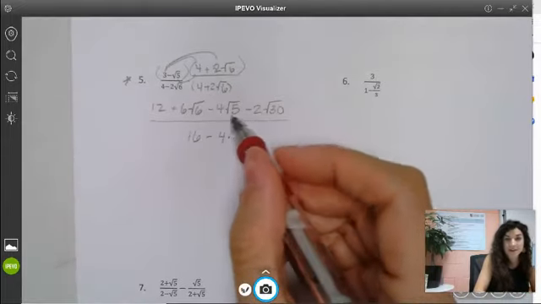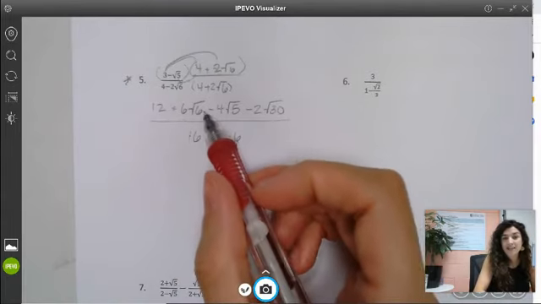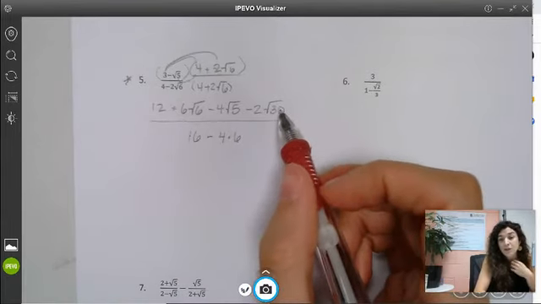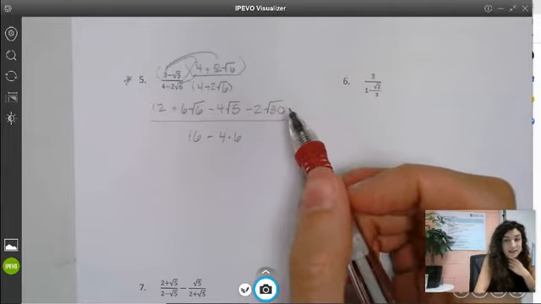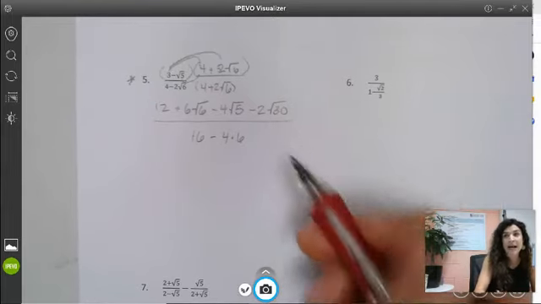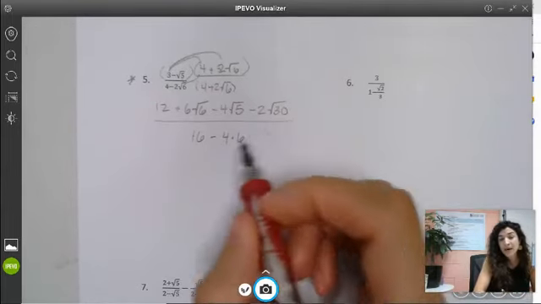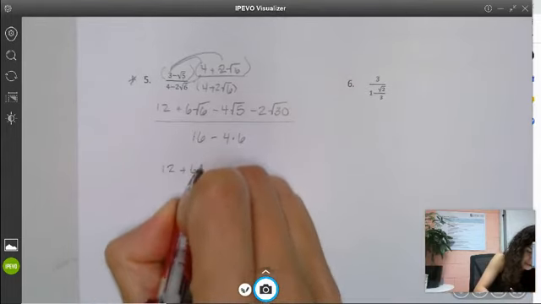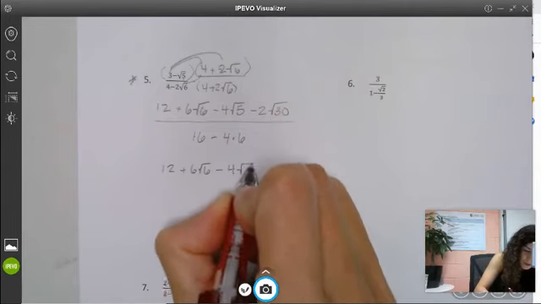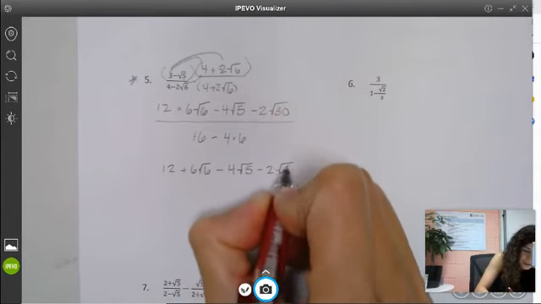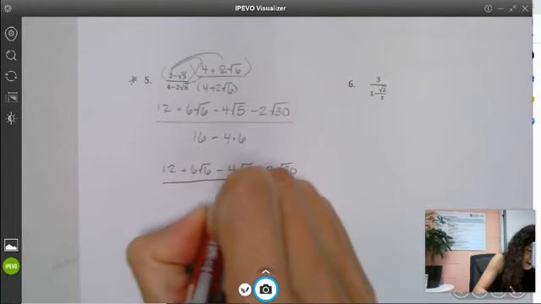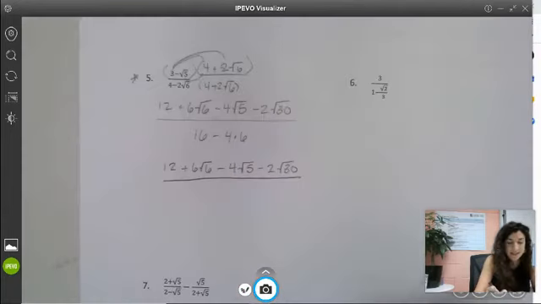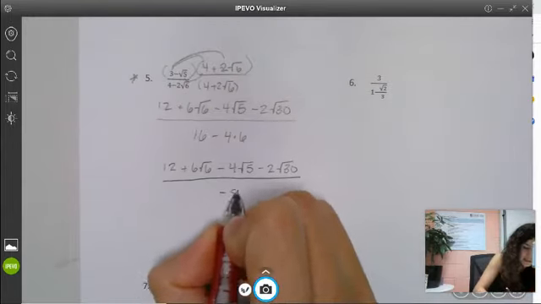So that's going to have to multiply together and become 24. There are no common terms in this numerator. This is square root of 6, this is square root of 5, and square root of 30 cannot simplify out. It does not have a perfect square that goes into it, so it has to stay that way. The only thing we can combine here is the 16 minus 24. So it becomes 12 plus 6 square root of 6 minus 4 square root of 5 minus 2 square root of 30 all over 16 minus 24 is going to be negative 8.